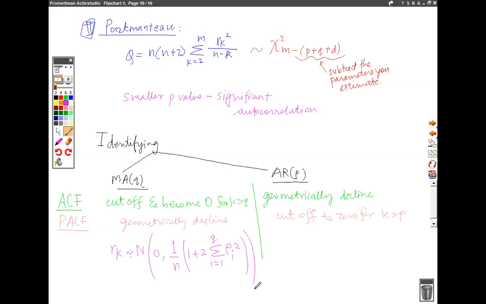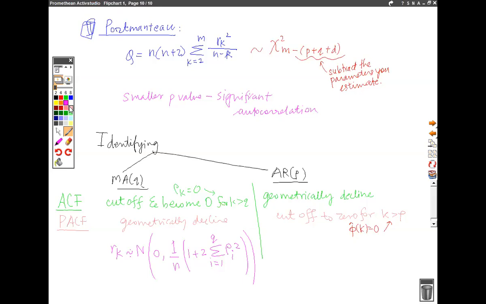Last bracket. Good. So I know here that my rho k is 0 for these cases, and for my AR model, I know that my phi hat k is going to be 0 for all the times where my k is greater than p.